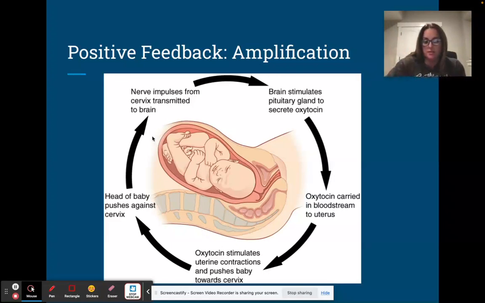And just like squeezing the tube of a toothpaste, that puts more pressure on the cervix. And then more pressure on the cervix, more impulses to the brain, more production of oxytocin, more contractions.